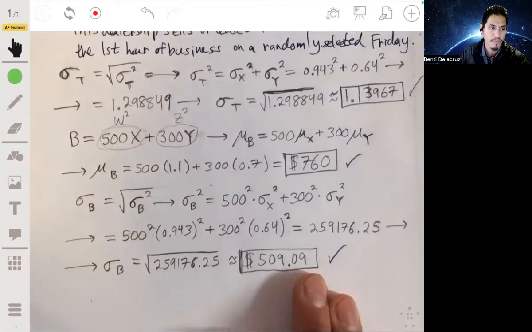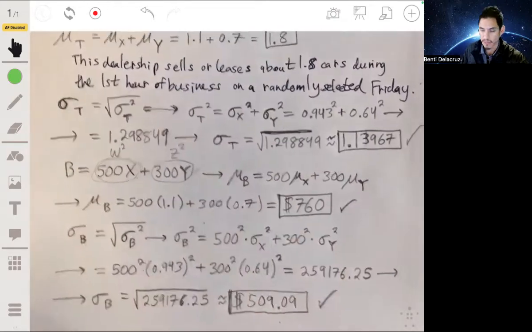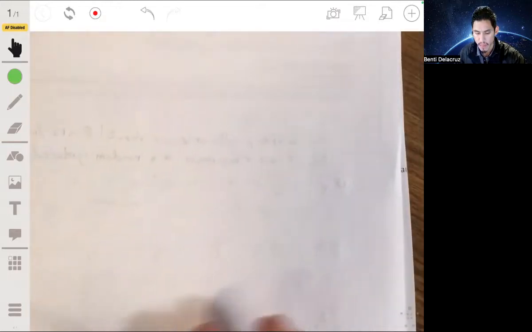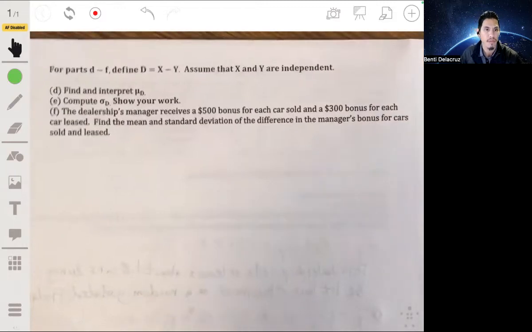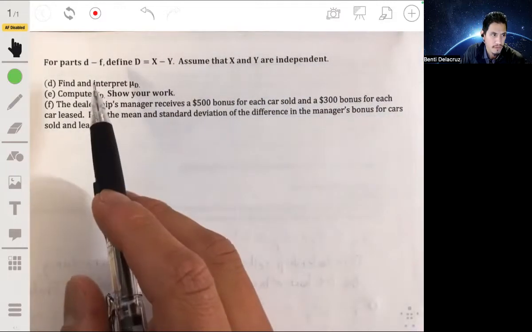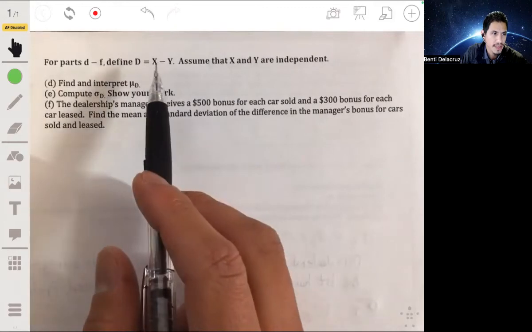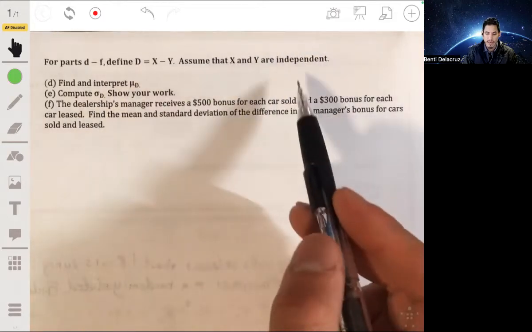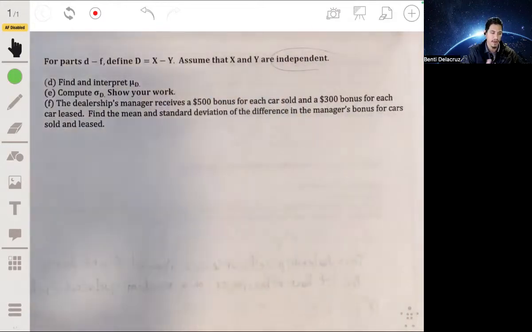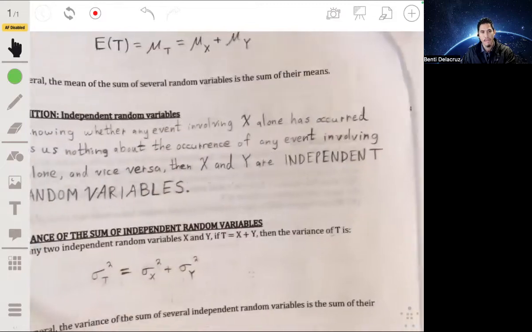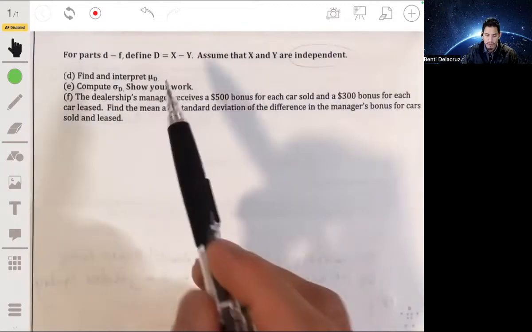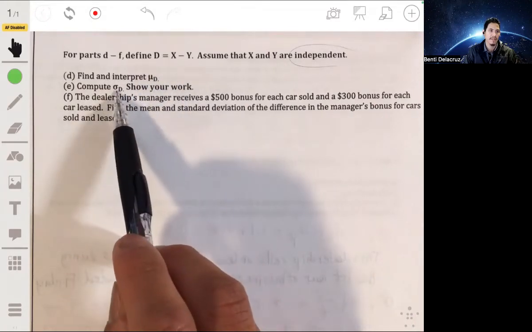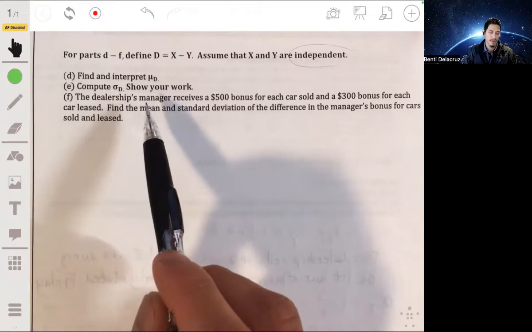All right, so now let's look at the second part of this problem. We're not over yet. Using the same data for parts D through E, we're going to define the difference D as equal to X minus Y. And again, we assume X and Y are independent. That allows us to apply the formulas on the previous page that I showed you. So we're going to first find and interpret the mean of the difference and compute the standard deviation of the difference. And then we're going to go to problem F.